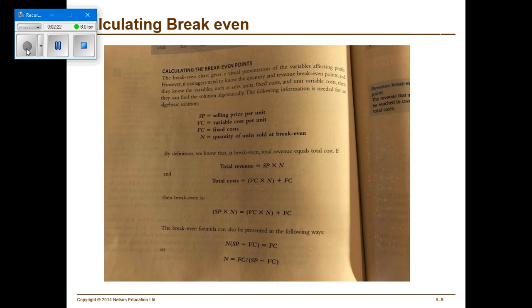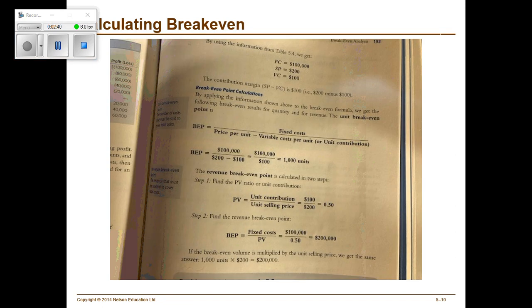Okay, so then the break-even formula is a little bit confusing. We'll get to that in a minute. All right, so moving on to the next slide. Just as long as you understand what each of those acronyms stand for.